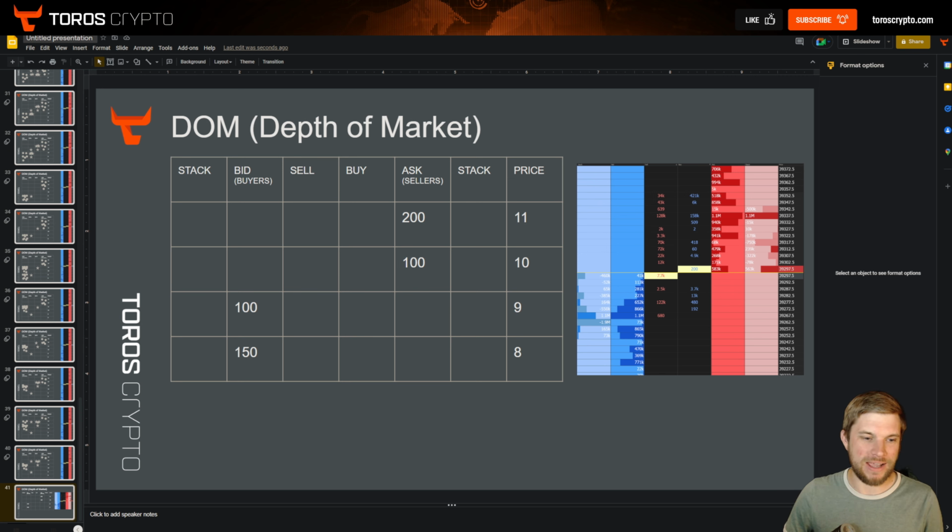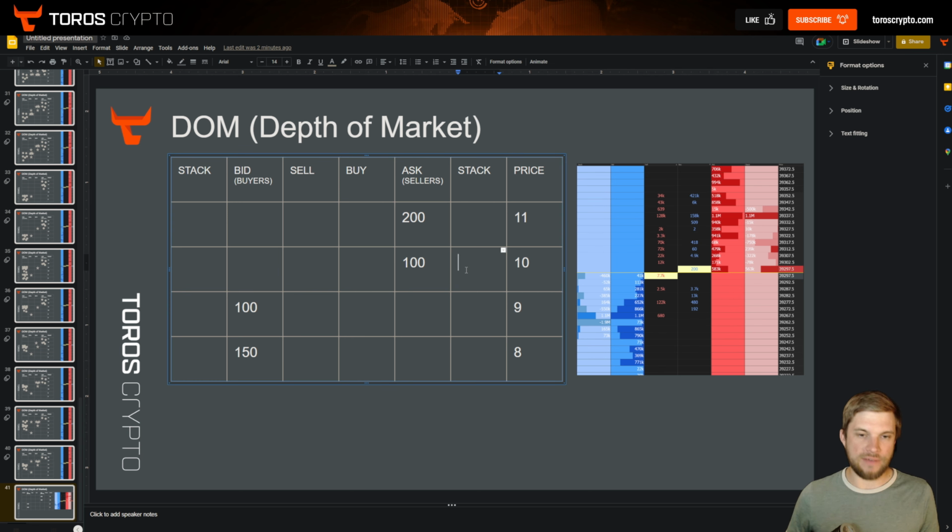So I'm just going to pull this back up. You have here your stack, the bids, sells, buys, asks, and then again the stack. This is the bid stack column. It's labeled as stack on Exo, and you can see here on the order book you have 100 contracts at $10. You have 200 contracts waiting to be sold at $11. You have 100 contracts waiting to be bought at $9, and 150 contracts waiting to be bought at $8. So what you will have on the stack here is, say someone decides, okay, now I'm not wanting to sell here anymore at $10.